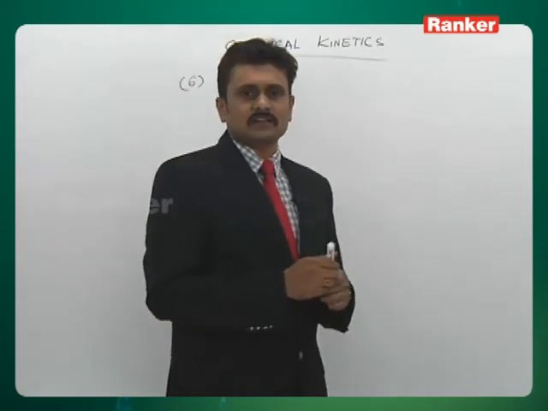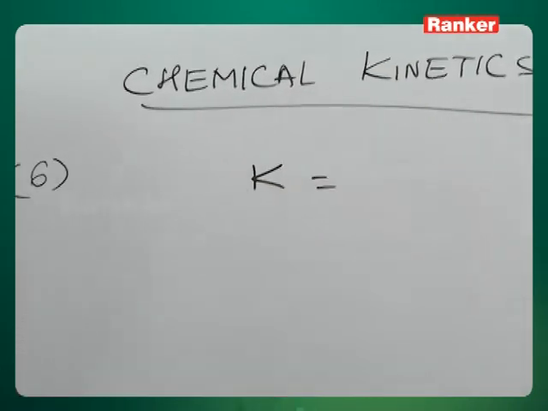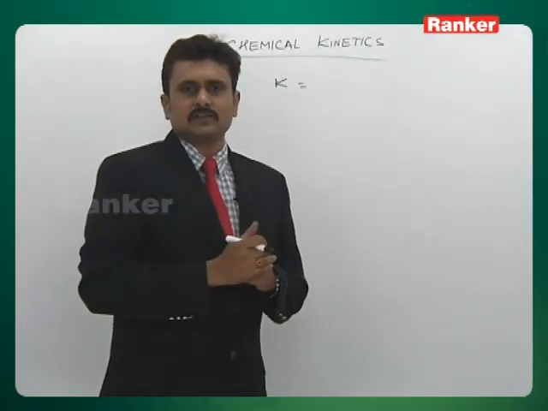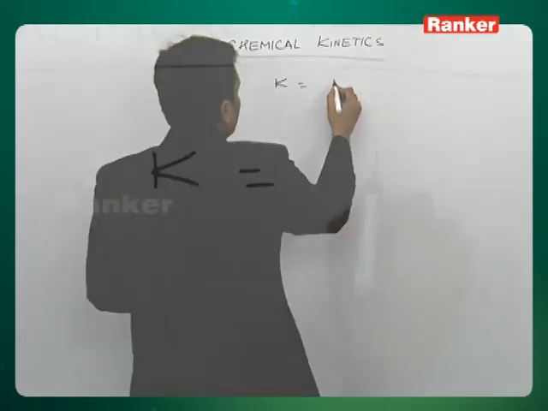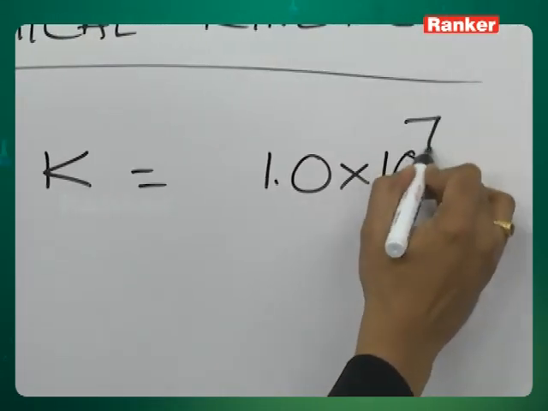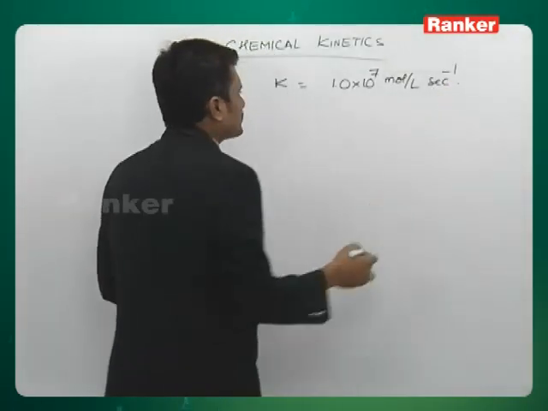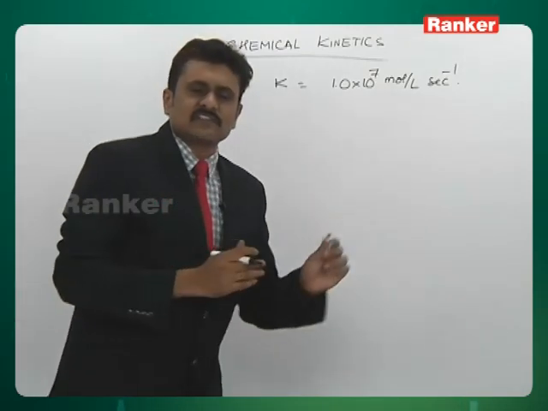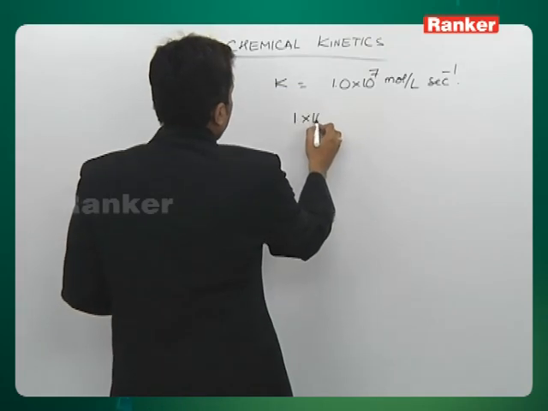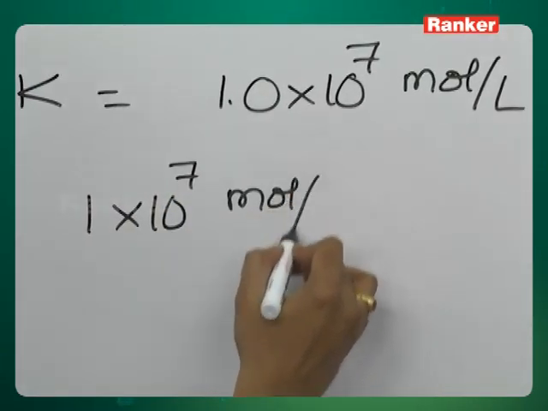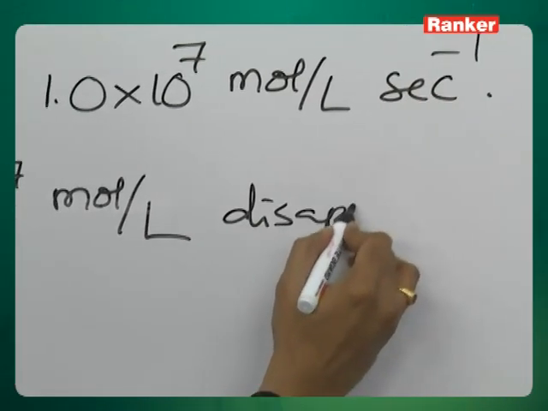What I mean to say is that you have been given the value of K for the disappearance of this H plus containing drop as 1 into 10 to the power 7 mole per liter per second. This information clearly indicates that if your drop, which is containing H plus ion, has this much concentration, it will disappear in 1 second.